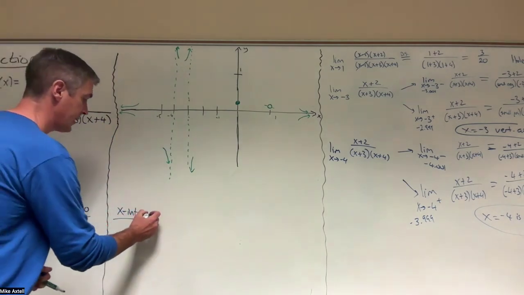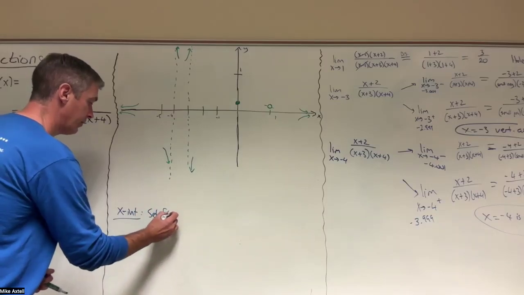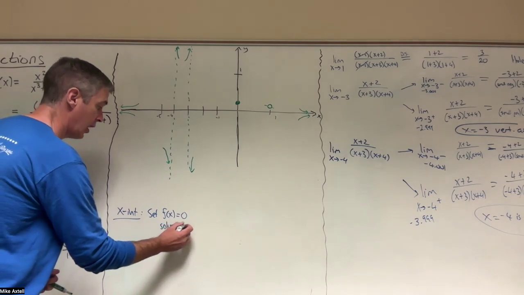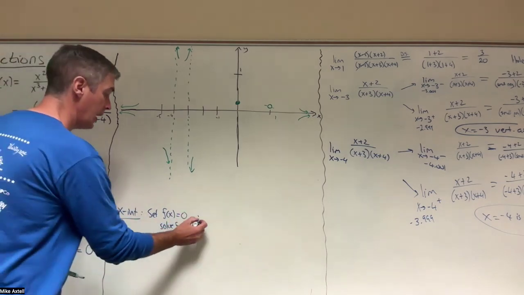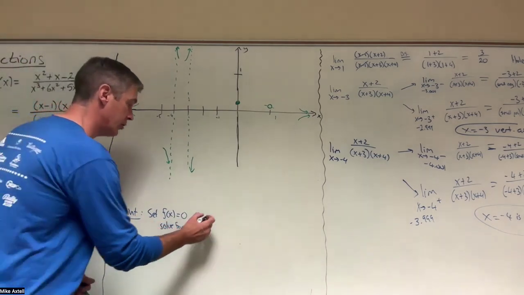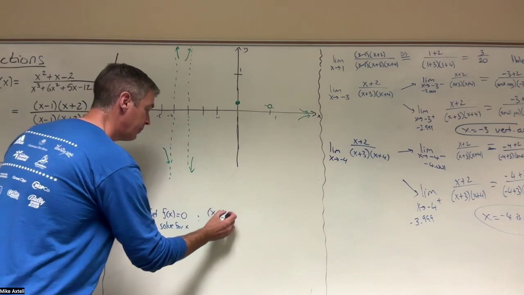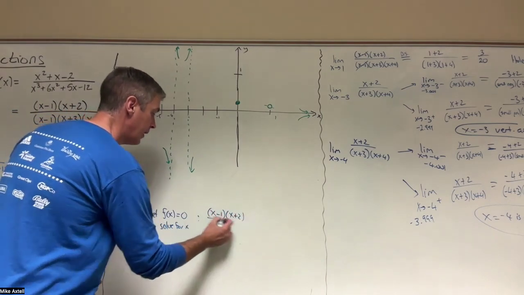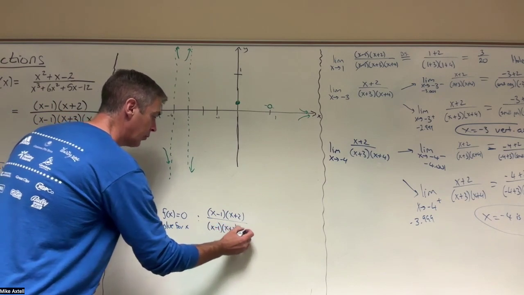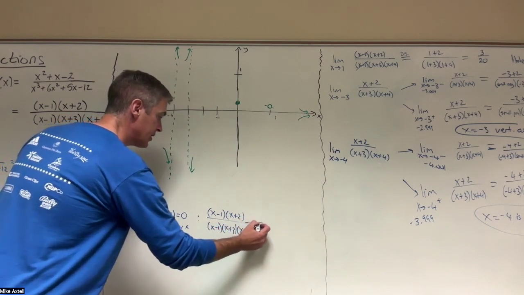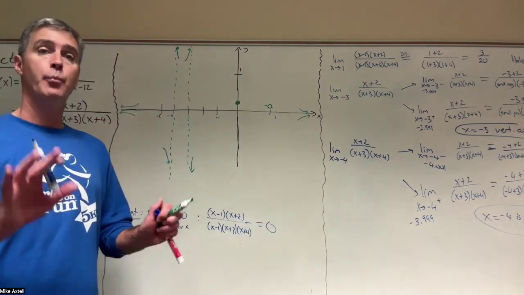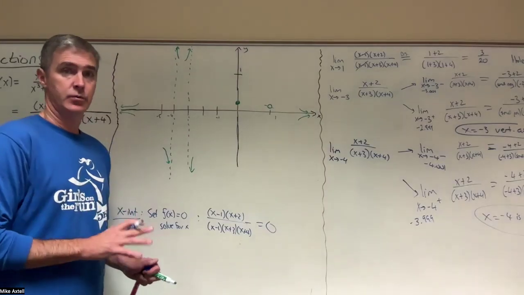So for x-intercepts, I set f of x equal to 0 and solve for x. It's what we've been doing all semester with x-intercepts, okay? I'm still going to use the factored version and not the canceled version. I want the full factored version. So x minus 1, x plus 2, over x minus 1, x plus 3, x plus 4. So there's my function. I'm going to set it equal to 0, and I'm going to try and solve for x. And that looks horrific, okay? But it simplifies really nicely.